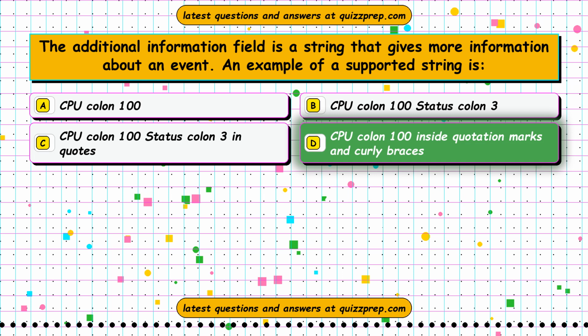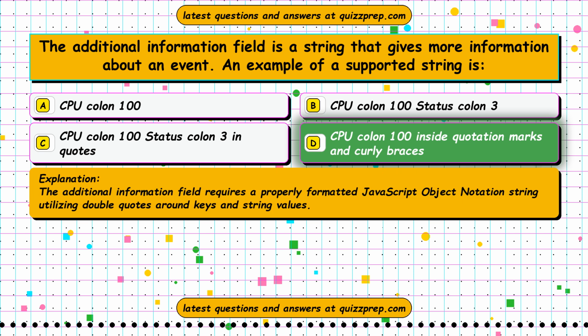The correct answer is option D, CPU:100 inside quotation marks and curly braces. The additional information field requires a properly formatted JavaScript object notation string utilizing double quotes around keys and string values.